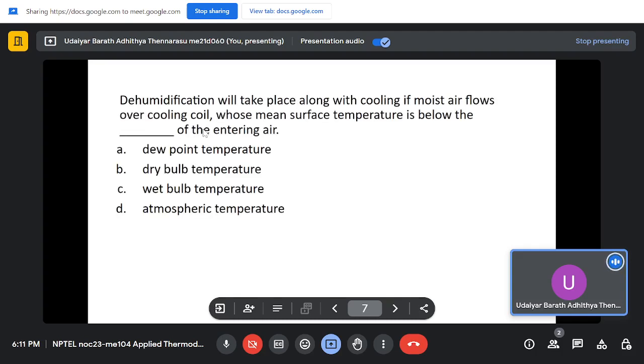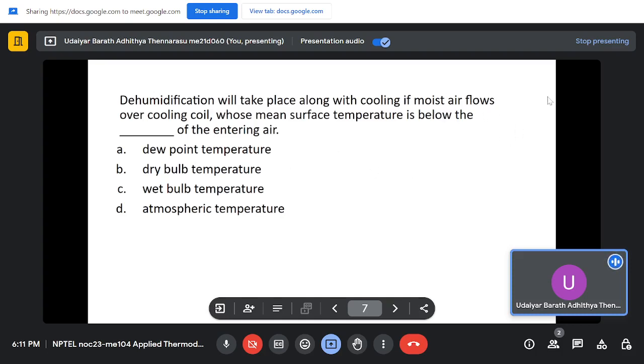So moving on, dehumidification will take place along with cooling if moist air flows over a cooling coil whose mean surface temperature is below the dash of the entering air. Just saying cooling and dehumidification. The process again, cooling and dehumidification. They're saying the cooling and dehumidification process can occur if moist air flows over a cooling coil.